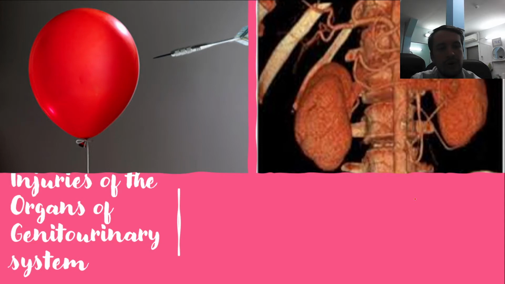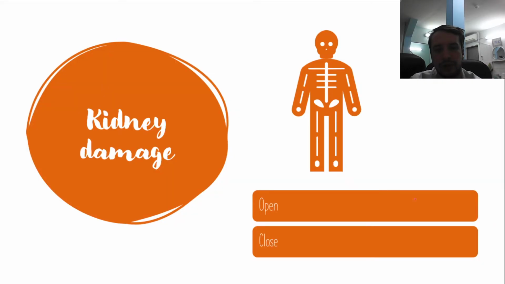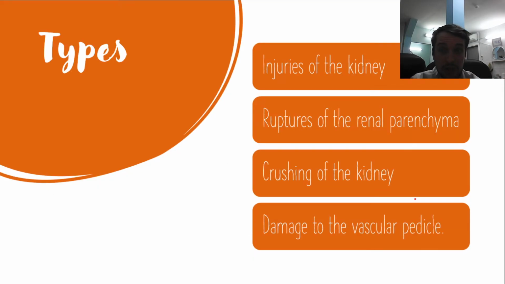Injuries of the organs of the genitourinary system. Kidney damage. It can be open and closed kidney damage. Closed damage is divided according to the type of damage into bruises of the kidneys, ruptures of the renal parenchyma, crushing of the kidney, and damage to the vascular pedicle.